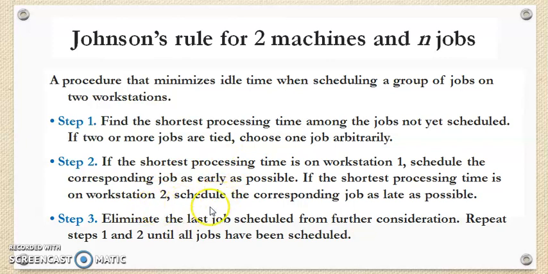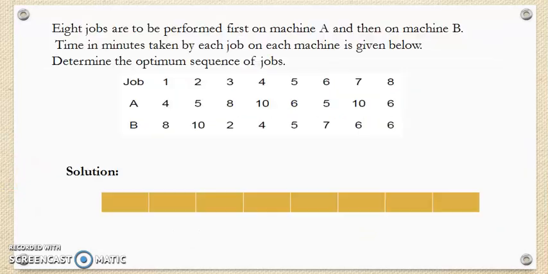Let us look at one example now. Suppose 8 jobs are to be performed, first on machine A and then on machine B. The time in minutes taken by each job on each machine is given below. In this table we are given the machines A and B, 2 machines, and the 8 jobs. The processing time of each job on each machine is given in minutes.